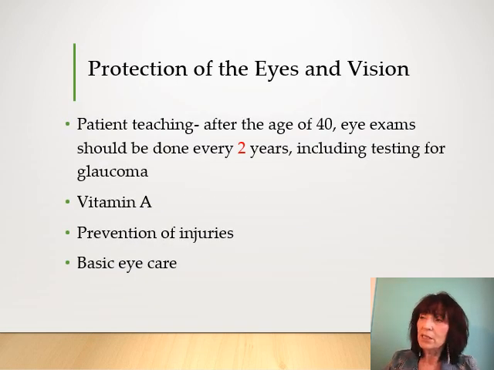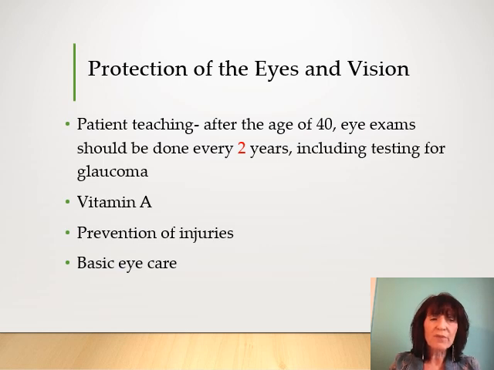All right, so let's talk about protection of the eyes and vision. So again, I mentioned this before, I know. After the age of 40, eye exams should be done every 2 years, including testing for glaucoma. So every 2 years after the age of 40. It's important to know that. So what vitamin is good for the eye? Vitamin A. That's right, vitamin A.